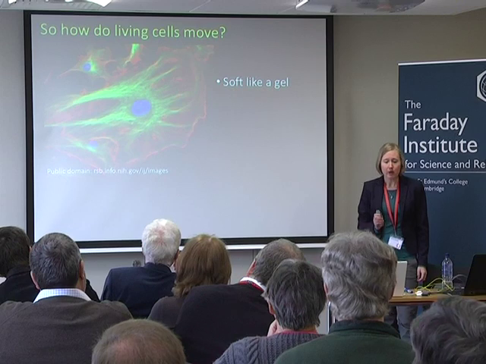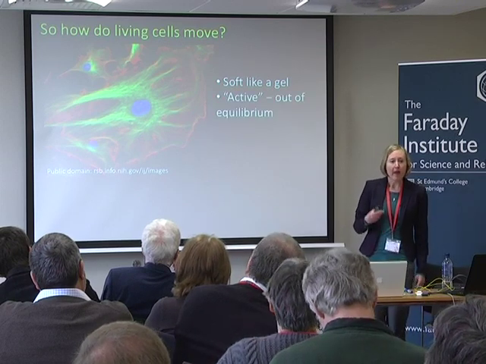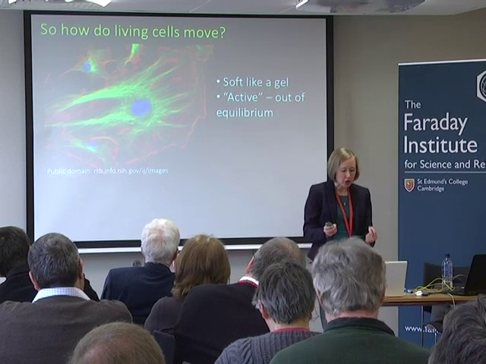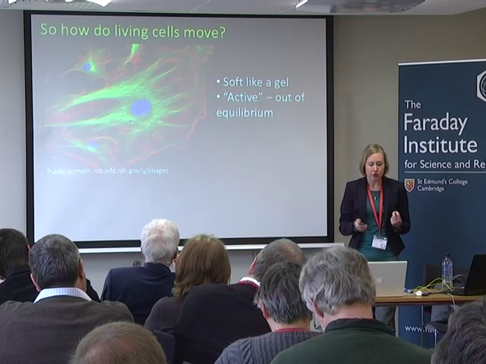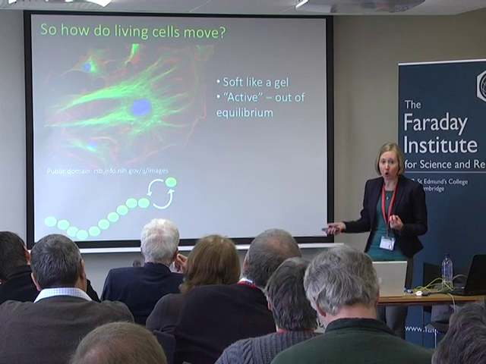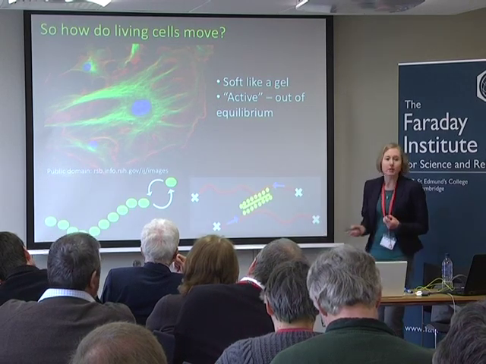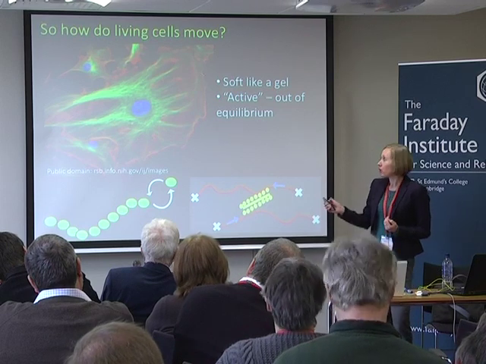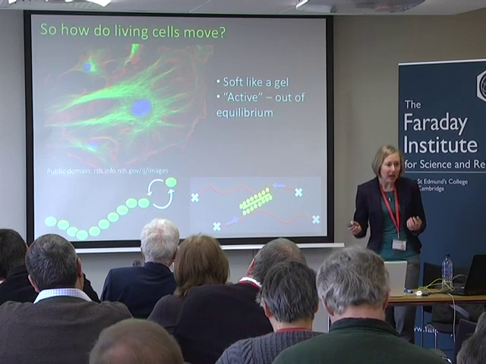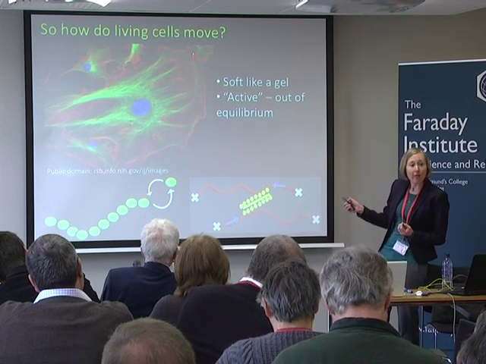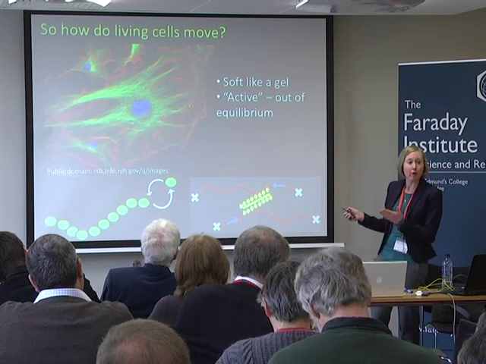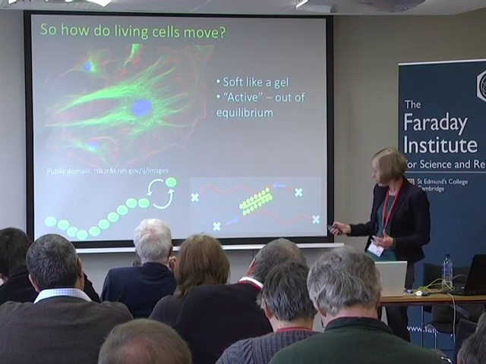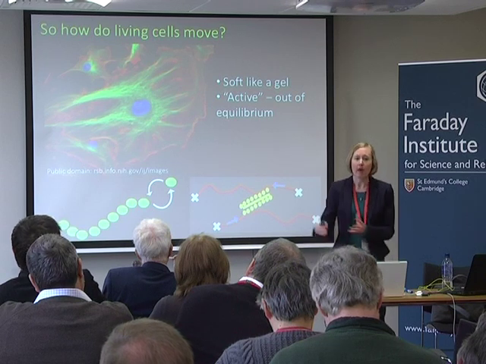So how do living cells move? They are soft, like a gel. They are active, which means out of equilibrium. What I mean by that is they're consuming energy. And with the energy they consume, they can do two things. The filaments themselves can grow longer, and in interacting with these little molecular motors, they can cause stresses such as contraction. So the classic picture of how cells move is a combination of polymerization at the front, so growing filaments pushing the front forwards by growing longer, and at the back you can get contraction using this kind of mechanism, and together that can generate motion.